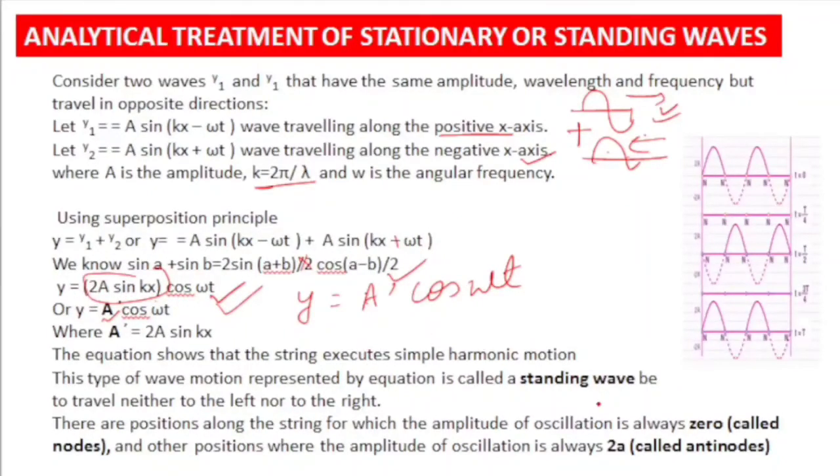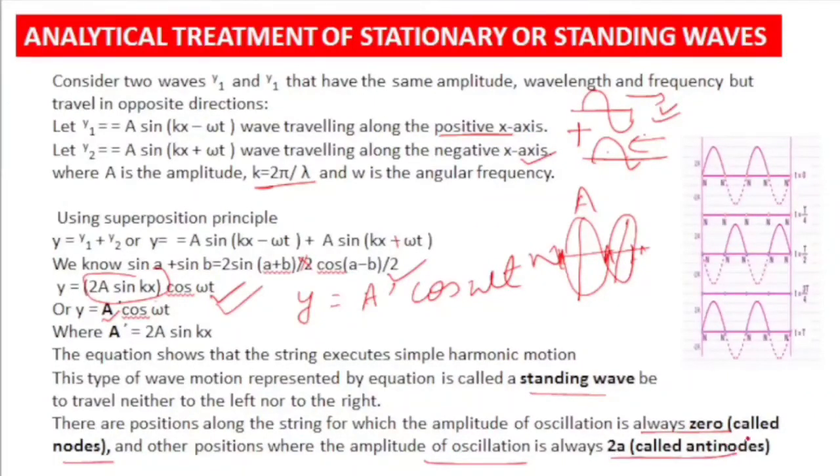Okay, and this type of equation represents standing waves. It means the waves neither travel towards the left nor towards the right. It is at rest. It only vibrates about its mean position, up and down, up and down. During the vibration, there is minimum displacement like this one, and maximum displacement like this one. This maximum displacement amplitude is called antinode, and this minimum displacement or amplitude is called node. So the position at which the amplitude of oscillation is always 0 is called a node, and where the amplitude is maximum is called an antinode. So these are about standing or stationary waves.